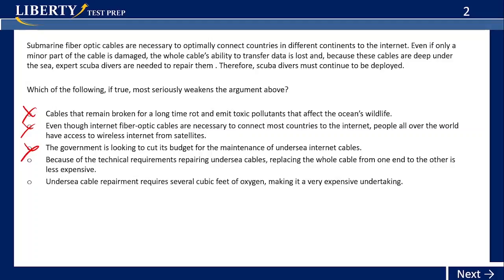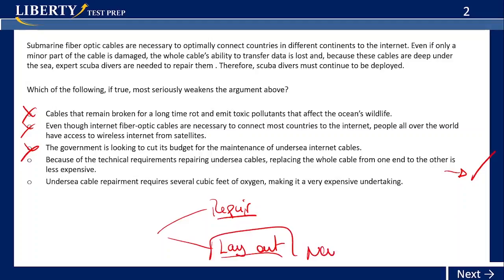So letter D. Now, because of technical requirements repairing undersea cables, replacing the whole cable from one end to the other is less expensive. Okay, that one's the answer. Why? Because they tell you there is another option. You wanted to repair the cables, but here you can just lay out new cables, and that's much more efficient. So that's my option. And here we still get the cables, because that's important. We have to have the cables.